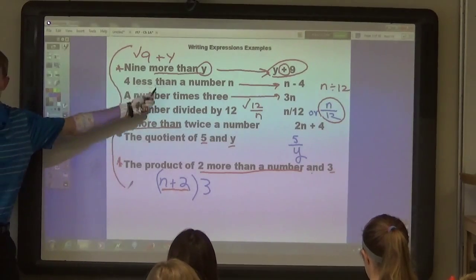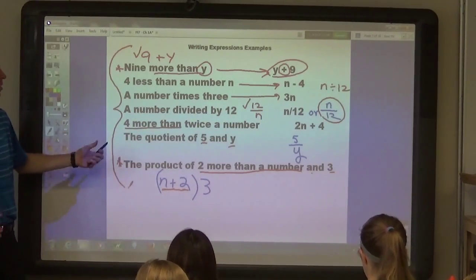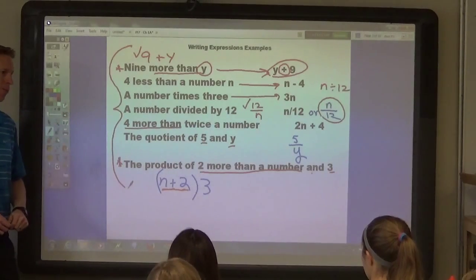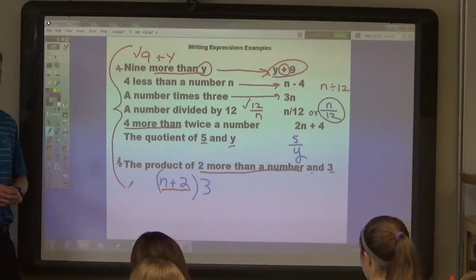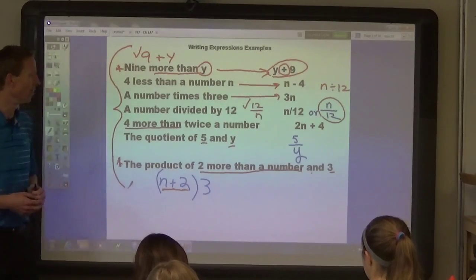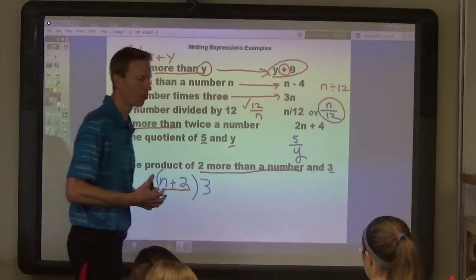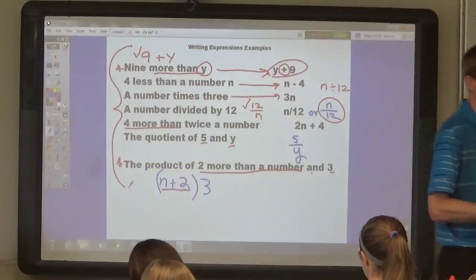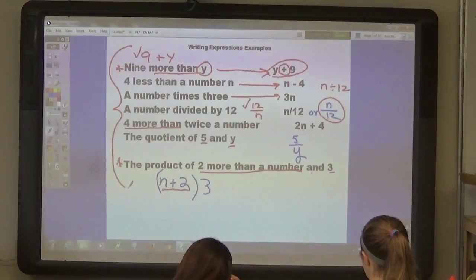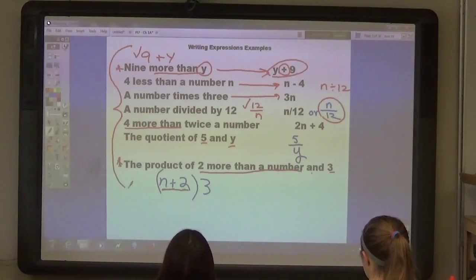So make sure that you know all of these, not just, oh, I know that 9 more than a number is y plus 9, so I don't have to study. Or, I know what quotient means, so I don't have to study. I know the product of 3 times a number is 3n, so I don't have to study. Well, make sure that you know all of them. Okay? To study, go through and change some of them and write them down. Use the examples in the lesson, in the book, and practice those. Okay?